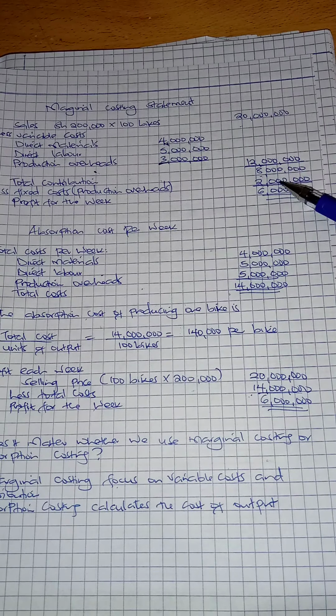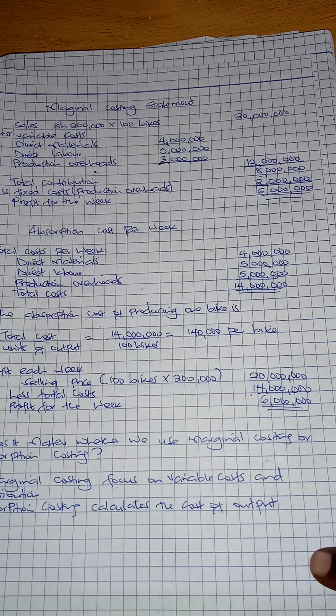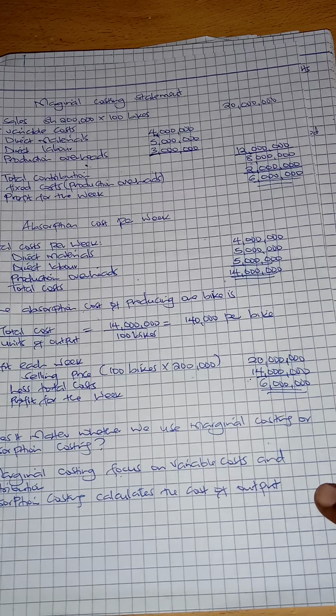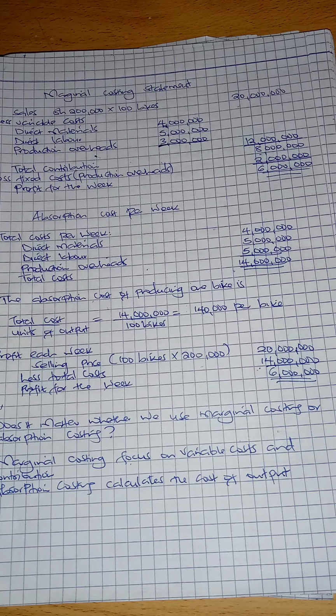Then you get 80 million minus 2 million, you get 6 million. Then we are done up to that particular point. So under marginal costing statement, the profit for the week is 6 million. Normally, this particular question is tested on two areas, whereby you are required to prepare under marginal costing and again under absorption costing.